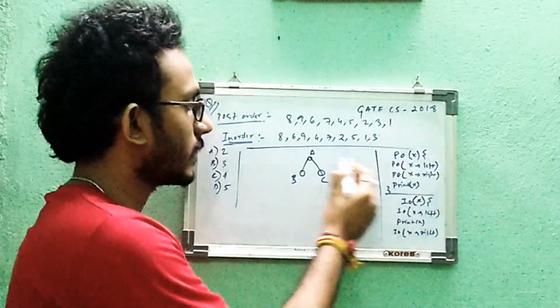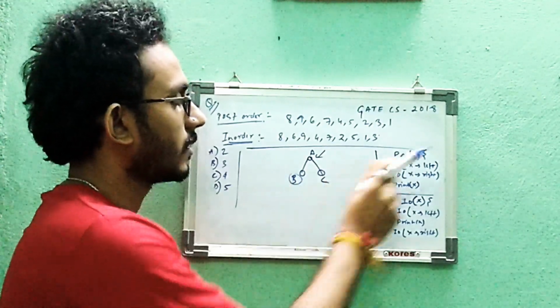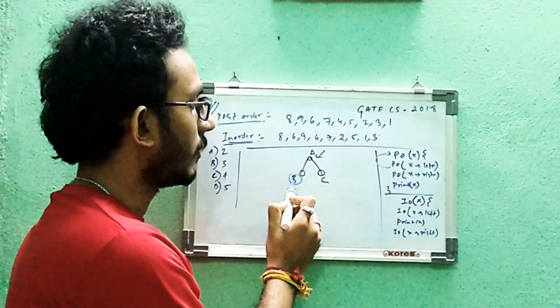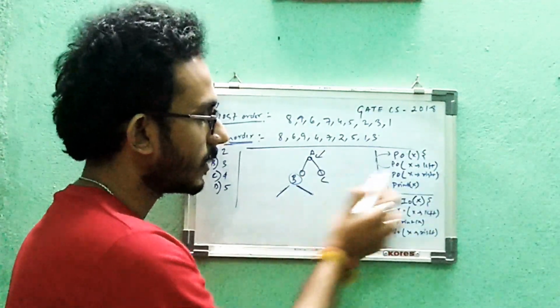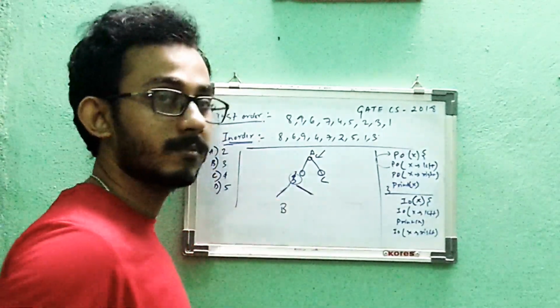First of all, my X will be at A. A of left will come in B. B will again call it recursively. So now B of left, there is nothing in the B of left. It will come to the next line. B of right, there is nothing in the B of right. It will print B. B has been printed. Okay. So B's work is done.